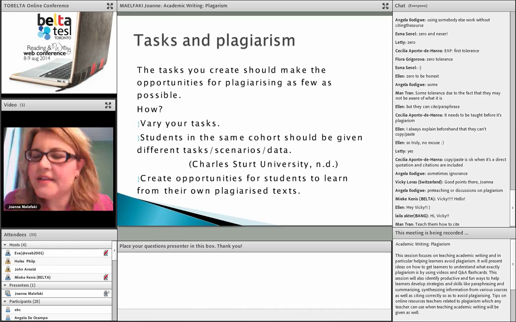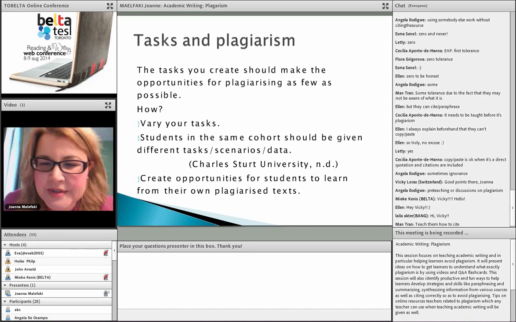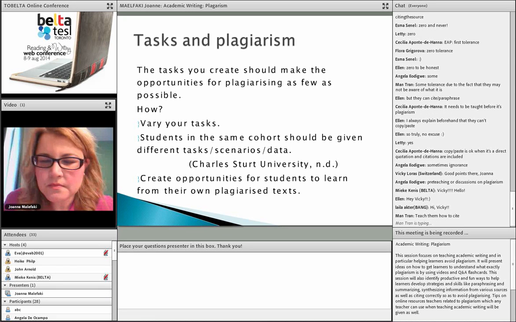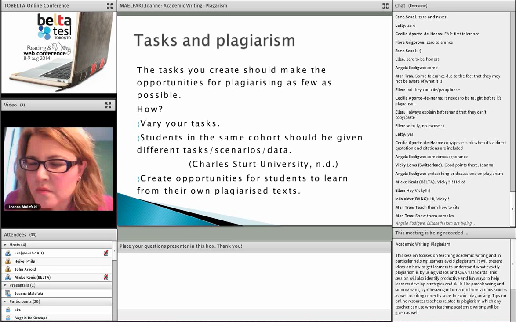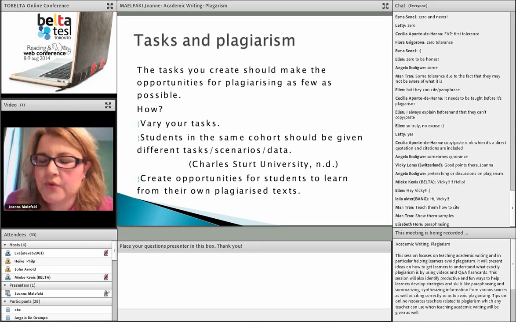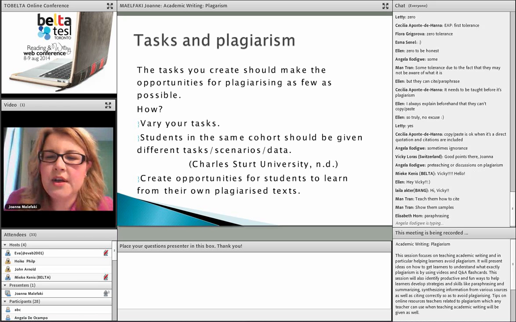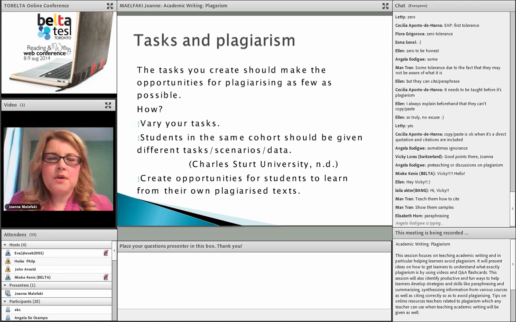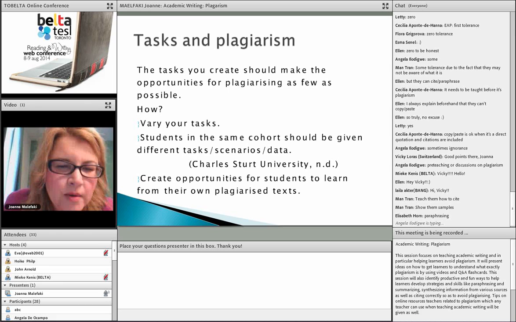Teach them how to cite. Yes, that's an important thing. What else can you do? Show them examples and samples. Yes, paraphrasing, of course. So all these ideas are tasks we can use to help them minimize and understand what plagiarism is.